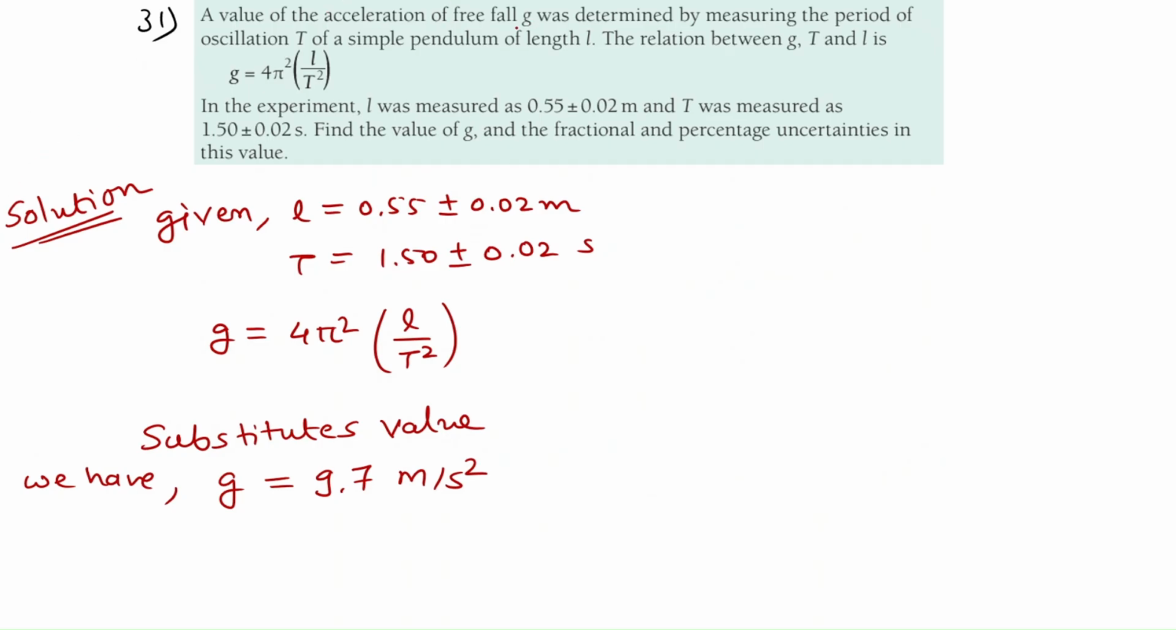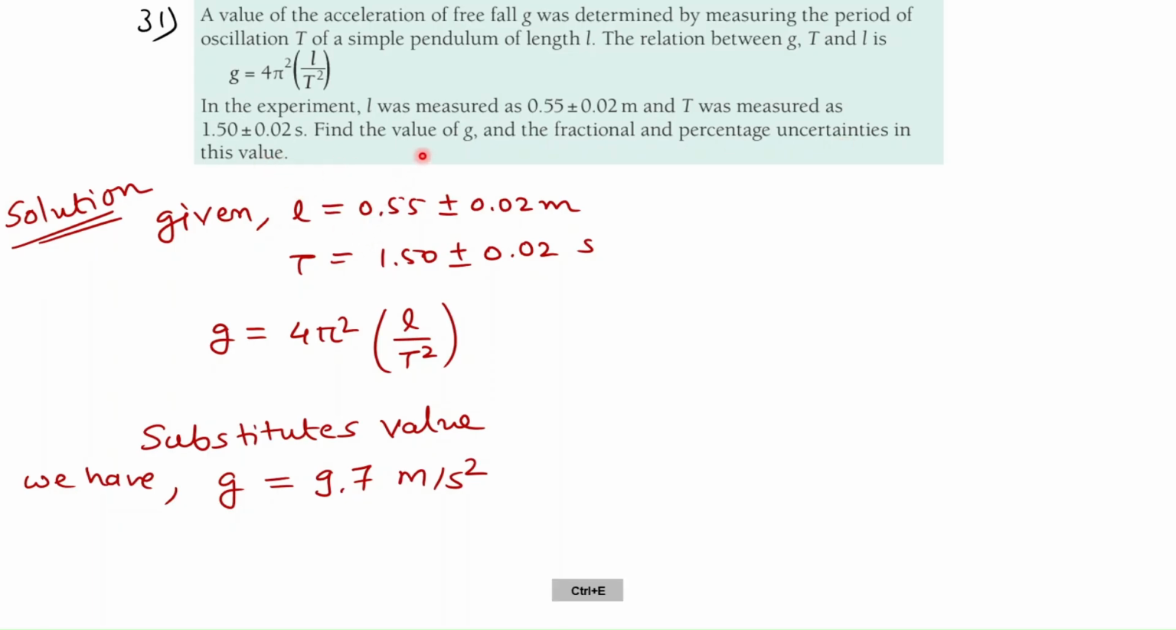The value of the acceleration of free fall was determined by measuring the period of oscillation T of a simple pendulum of length L. They give a formula relating g, T, and L. In the experiment, L and T were measured like this. Find the value of g, and the fraction and percentage uncertainty in this value.